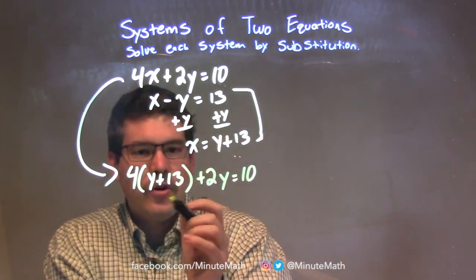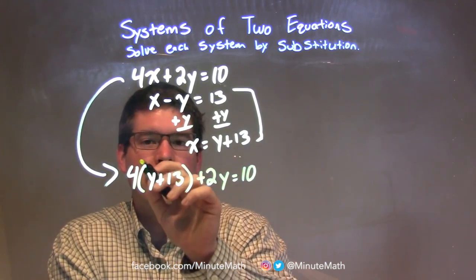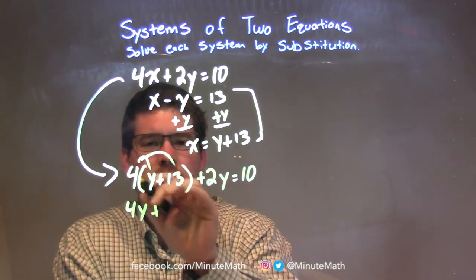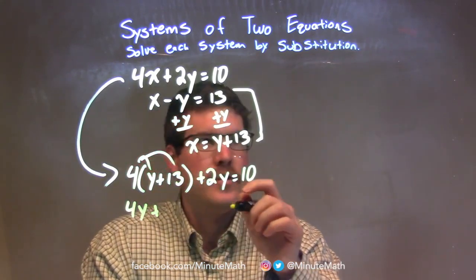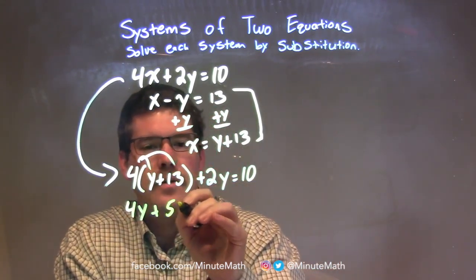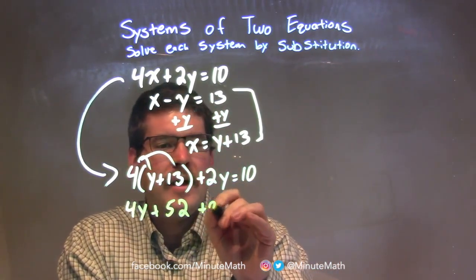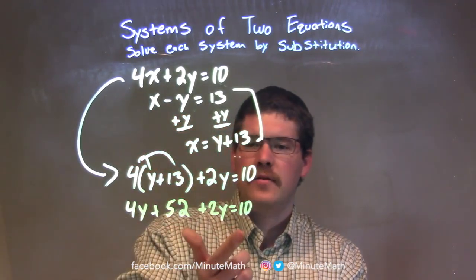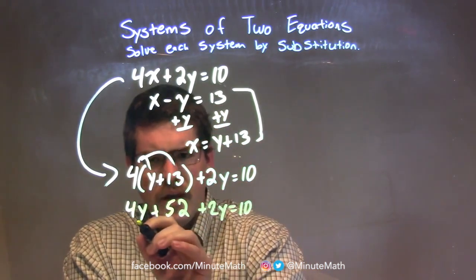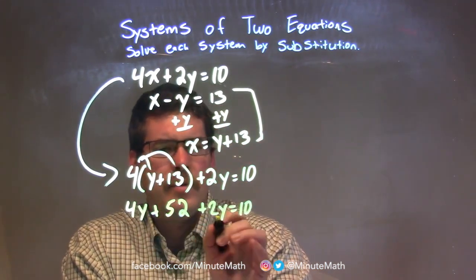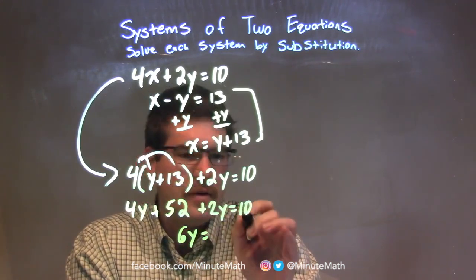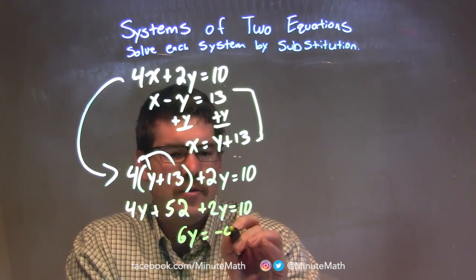Well, I had to distribute the 4 across, right? 4 to the y, so 4 to the y is easy, 4y. And 4 to the 13 is what? 4 times 10 is 40 plus 4 times 2 is 12, 52. We have 52 there, and then we add a 2y, and that's equal to 10. All right, so let's subtract the 52 from both sides. Combine the 4y and 2y. Well, 4y plus 2y is a 6y. And when I subtract 52 from both sides, it's 10 minus 52, which is a negative 42.